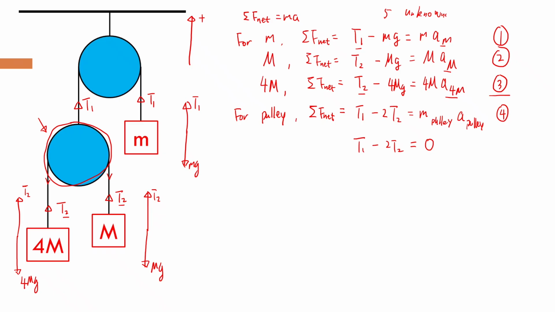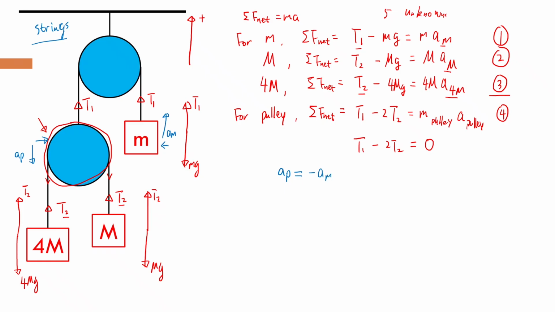Then I need one more equation. The last equation comes from the fact the strings are not stretchable. So how will this help my calculation? Because the strings are not stretchable, the acceleration of small m, a_m going up, should be the same as the acceleration of the pulley a_P going down. They have the same magnitude but opposite direction. In other words, a_P, the pulley's acceleration, should equal minus a_m, the acceleration of this small m.